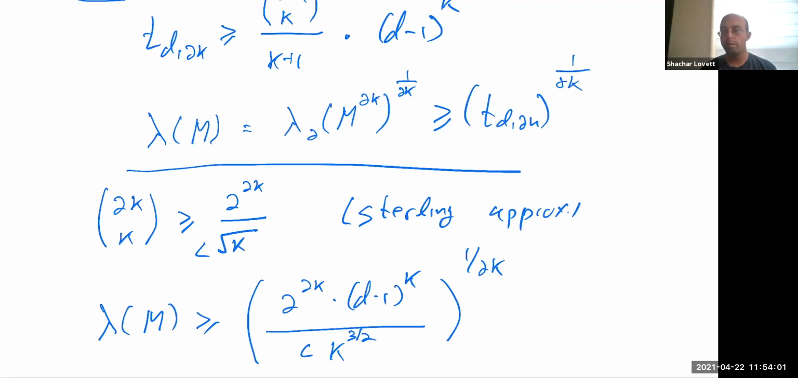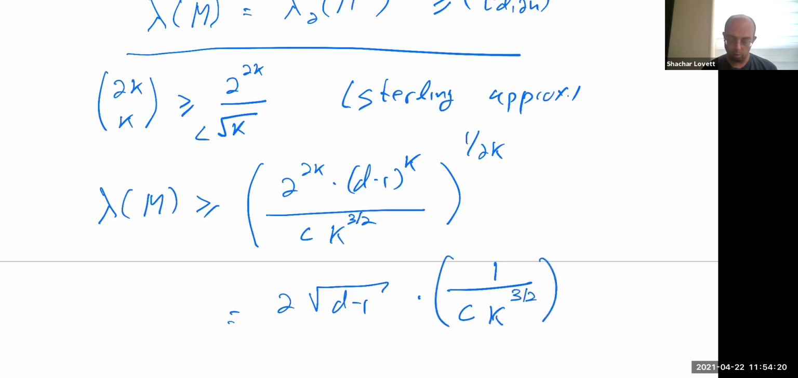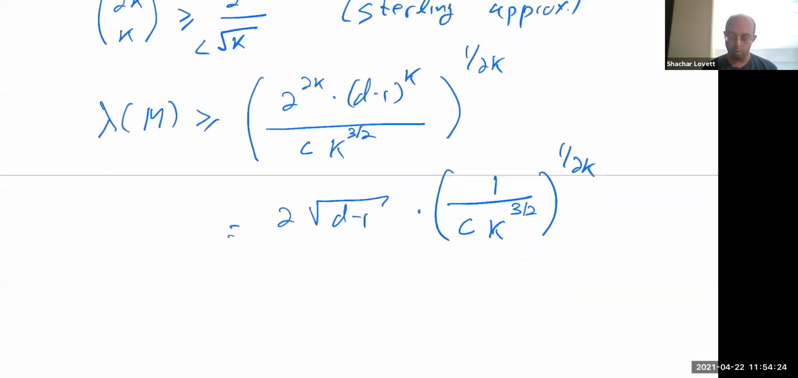And this is it. The numerator is really nice. The numerator gives me exactly what we're trying to get, 2 root D minus 1. And we divide by something, but it's going to be 1 over some constant times k to the 3 over 2, all of that raised to the power 1 over 2k. And that's going to be our error term, our 1 minus epsilon. And you see the larger k is, the closer and closer to 1 that's going to be.